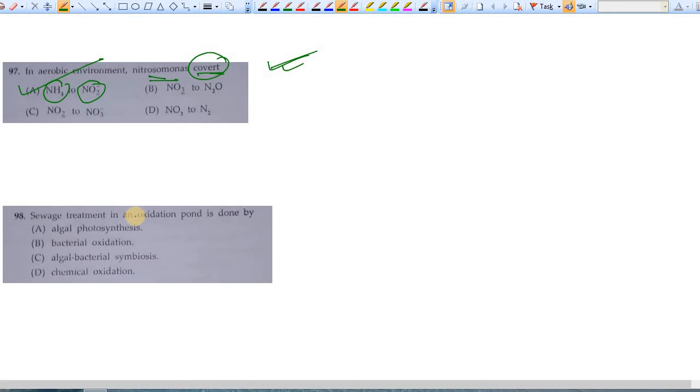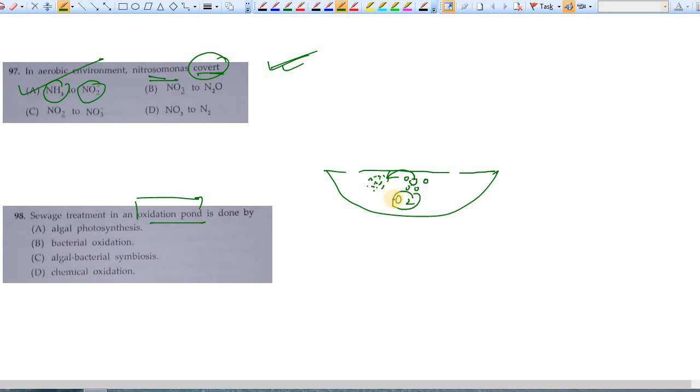Next, sewage treatment in an oxidation pond is done by, well, this is also a typical question from environment. So in sewage treatment, when it is done in an oxidation pond, what happens? You have some organisms and you have some food or organic matter. Okay, so what will happen? These organisms take this food and they use oxygen for their respiration.